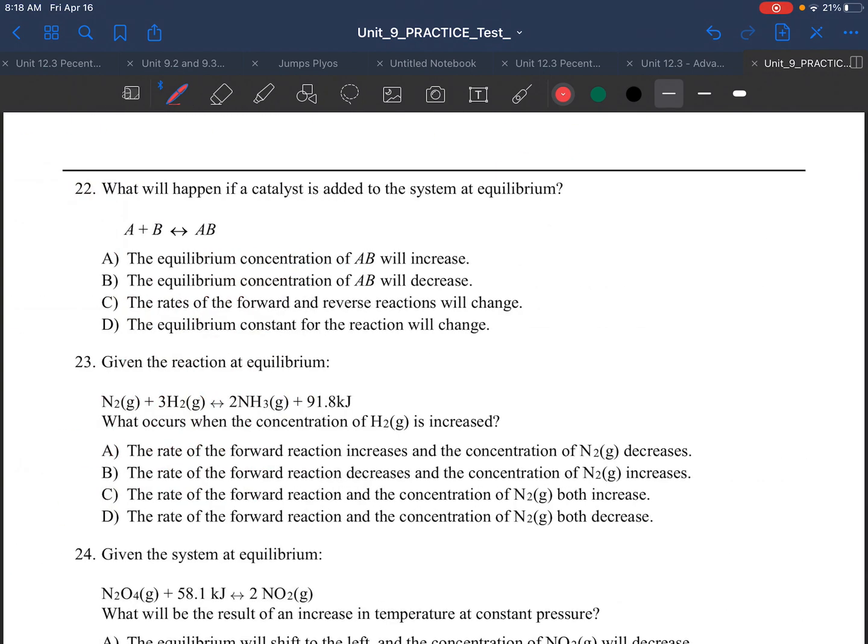22. What will happen if a catalyst is added? So, catalysts do not affect anything but activation energy, therefore rates. So it can't be concentrations. And if we're affecting rates, it has to be the one talking about rates here. Because if we change the forward and reverse reactions, we are speeding up the forward and the reverse in an equal manner.